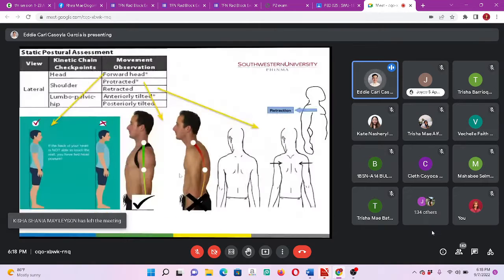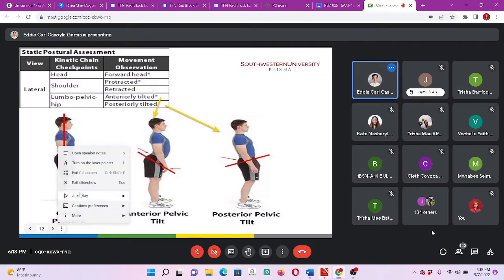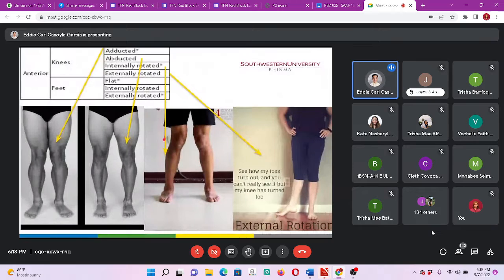Okay, so nothing else. So we have here for the lateral, again this is the side, the lumbopelvic hip. This one is the goat posture, and this one is what we call the anterior pelvic tilt. Okay, and then again, if you see this while doing the static postural assessment, you need to put a check mark. Okay, and this one is for posterior. Okay, and how about for anterior?